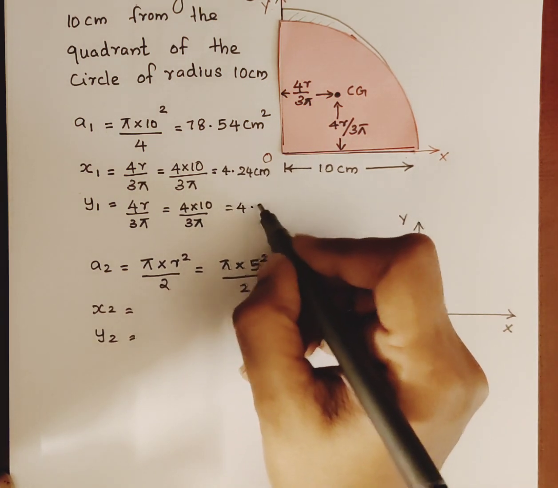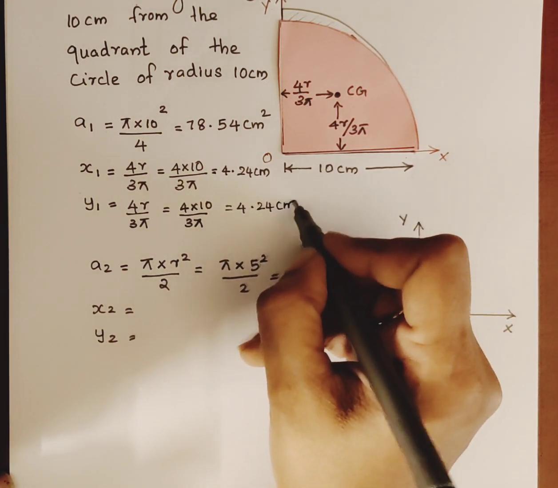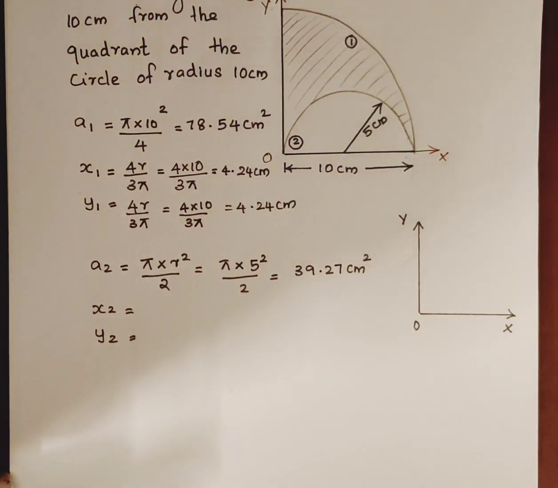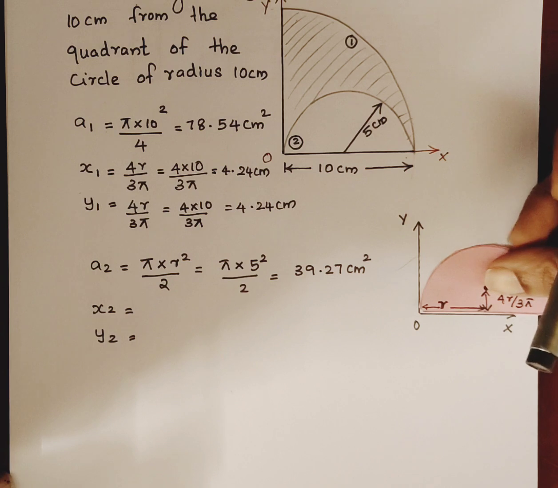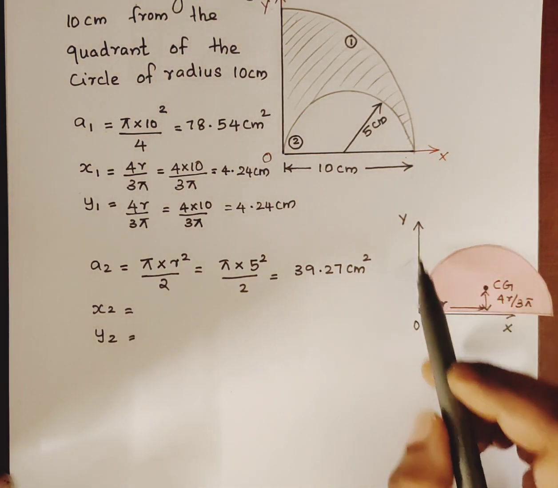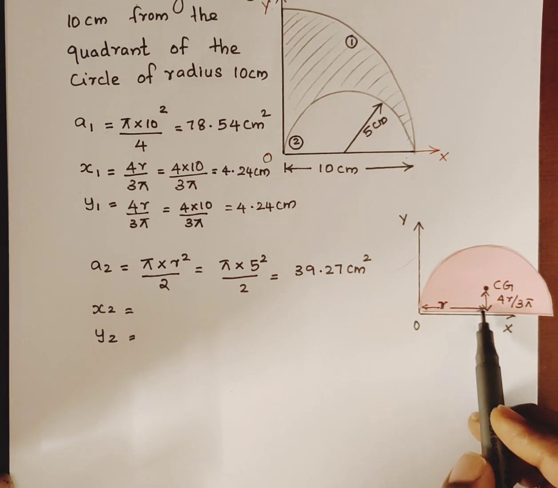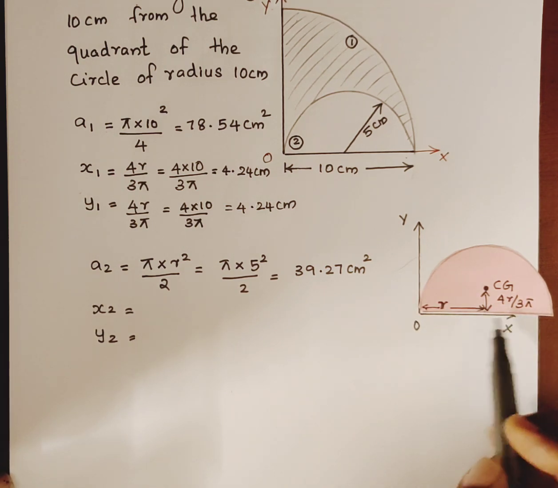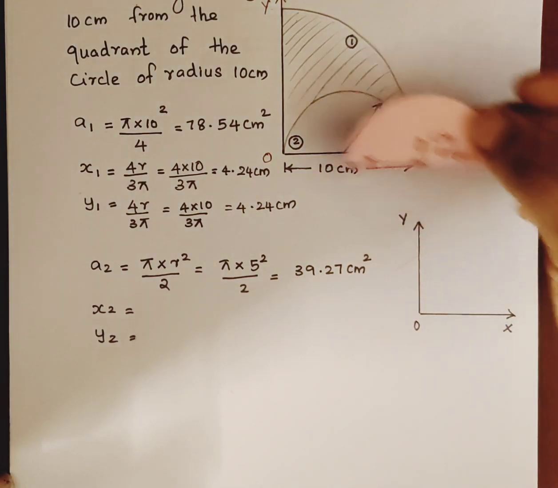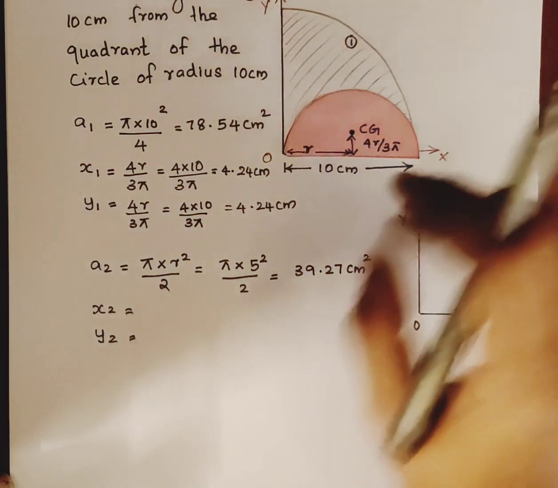That is again 4.24 centimeter. So next for the semicircle. For the semicircle, with respect to the OY axis, the x coordinate is at a distance r and the y coordinate with respect to the OX axis is 4r by 3 pi. So here you have to place the figure.